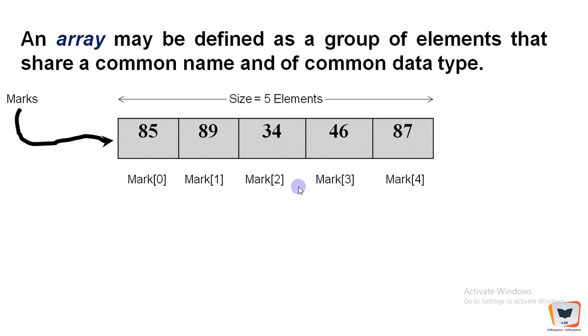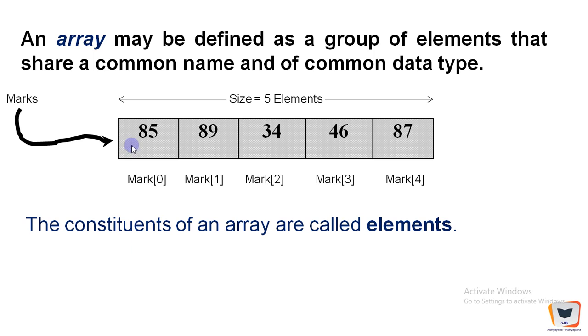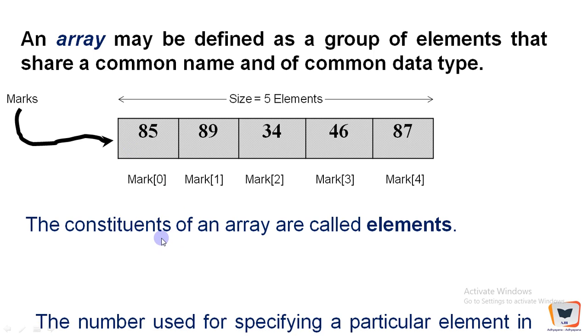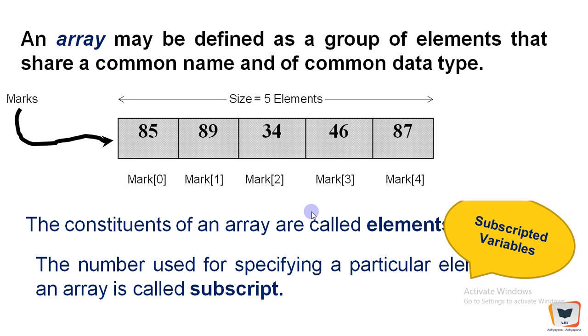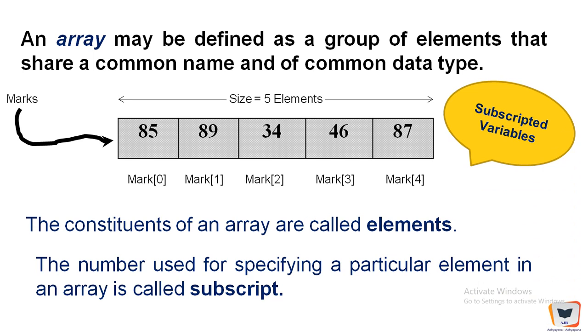The 0, 1, 2, 3, 4 are called subscripts or positional values. The basic constituents of an array are called elements. The number used for specifying a particular element in an array is called a subscript. Here 0 is a subscript, 1 is a subscript, and 2 is a subscript. Justifiably, an array is supposed to consist of what are called subscripted variables.